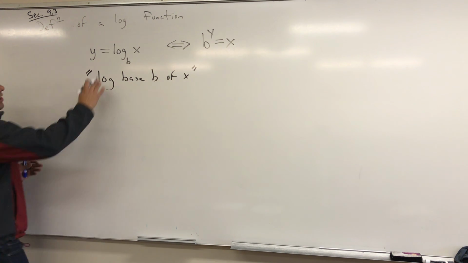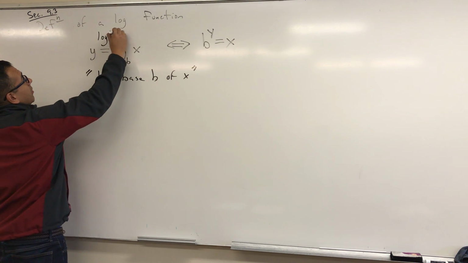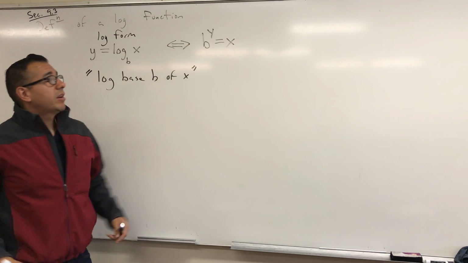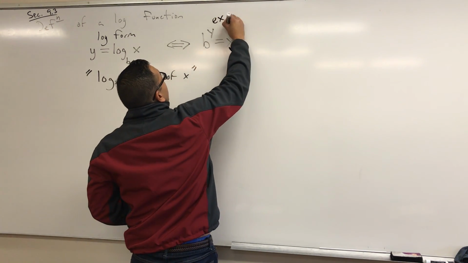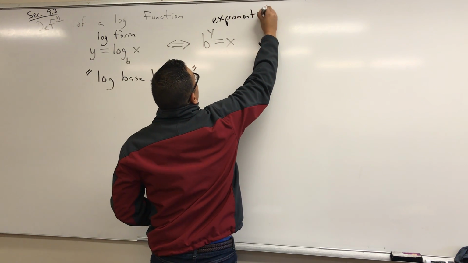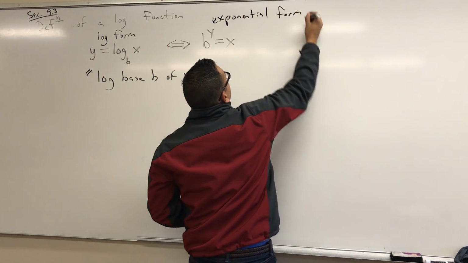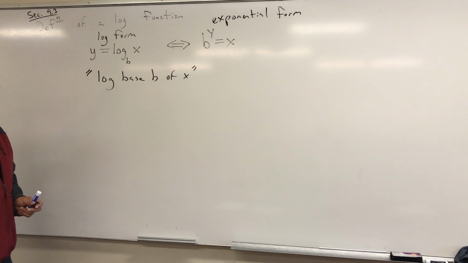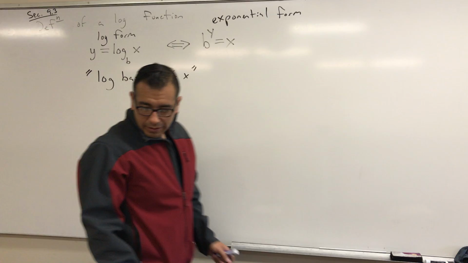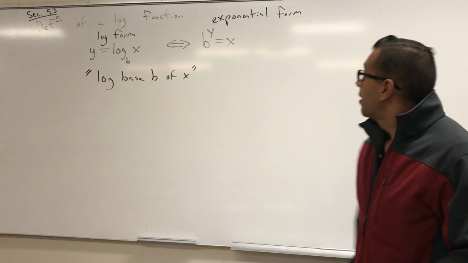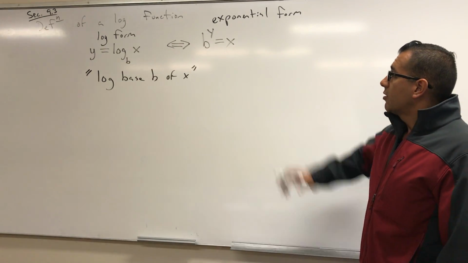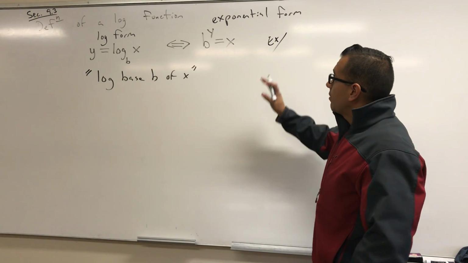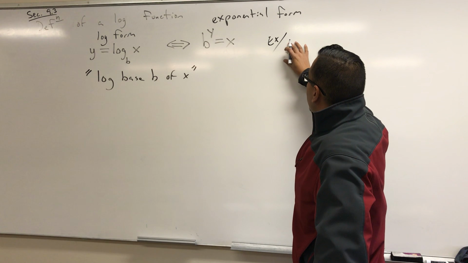So yesterday I was saying this right here is called log form. And this right here, yesterday, we said was exponential form. And we're going to use this over and over and over today, which is good, so we get lots of practice. This definition is going to help us rewrite logarithms.